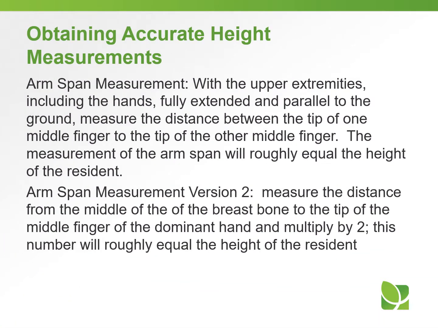Using the arm span measurement, with the upper extremities, including the hands, fully extended and parallel to the ground, measure the distance between the tip of one middle finger to the tip of the other middle finger. The measurement of the arm span will roughly equal the height of the resident. Arm span measurement version 2: measure the distance from the middle of the breastbone to the tip of the middle finger of the dominant hand and multiply by 2. This number will roughly equal the height of the resident.